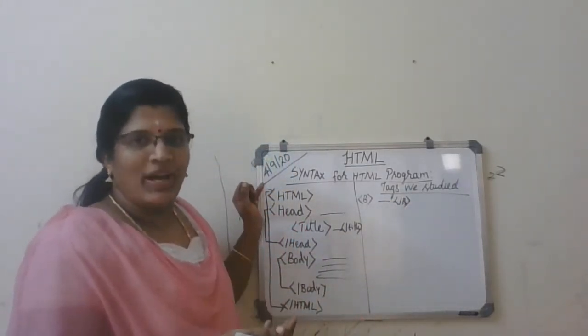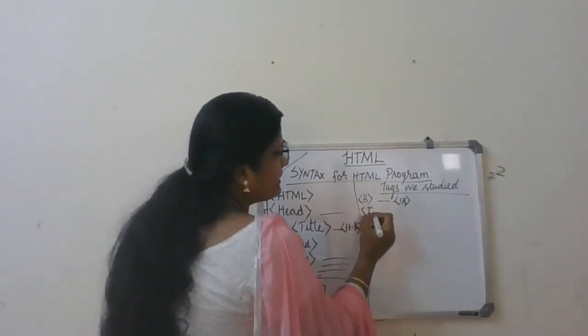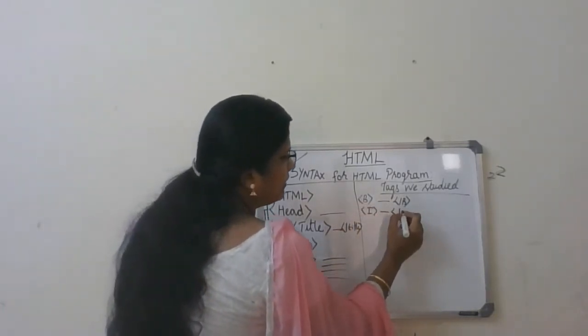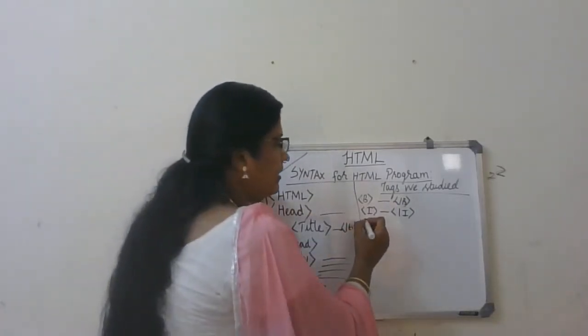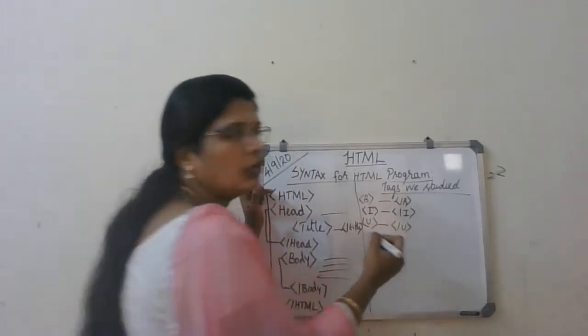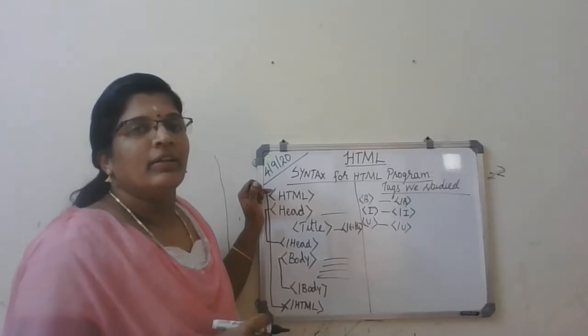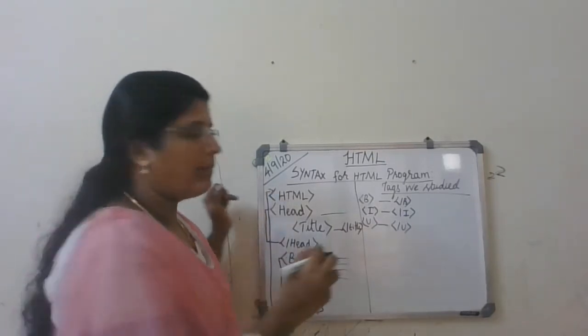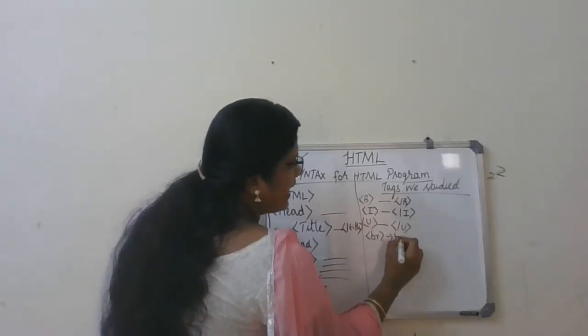Okay. Then what is the next one? Italic. Italic handwriting. It's I. That also has a closing tag. Okay. Then underline. It's U for underline. And give a line break. You have to use the break command. Okay. So we are to give line break.